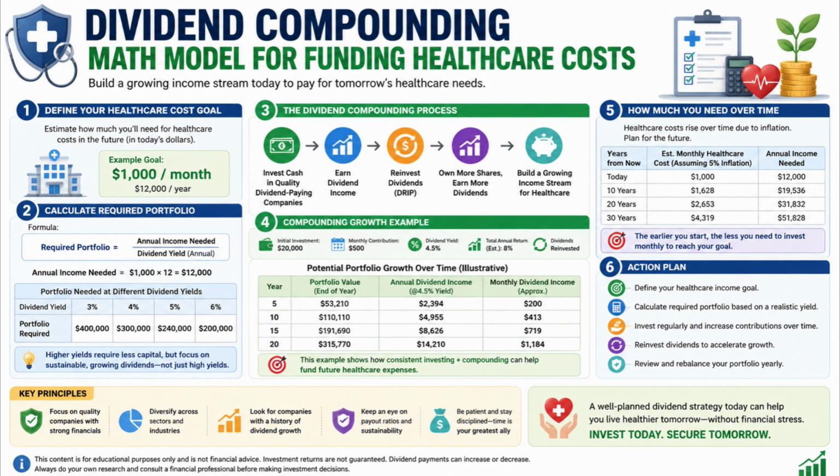Next, we calculate the required portfolio size. The formula is required portfolio equals annual income needed divided by annual dividend yield. So, if the annual income needed is $12,000, we divide that amount by the expected dividend yield. For example, at a 3% dividend yield, the portfolio needed would be around $400,000. At a 4% yield, the required portfolio would be around $300,000. At a 5% yield, it would be around $240,000. Finally, at a 6% yield, the required portfolio would be around $200,000.